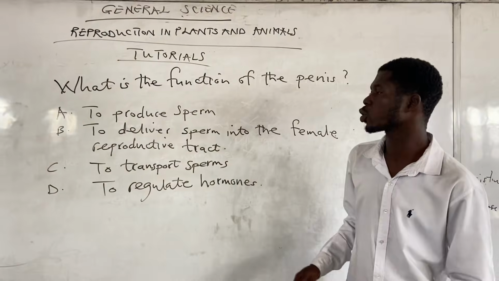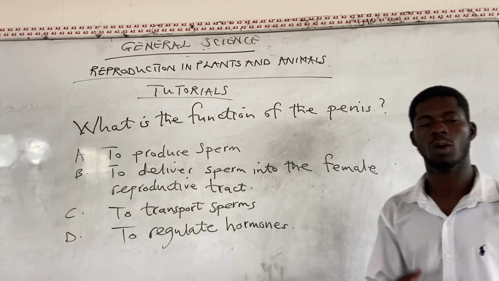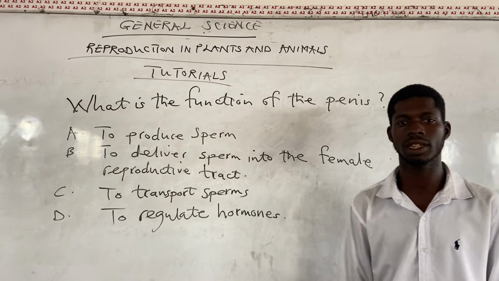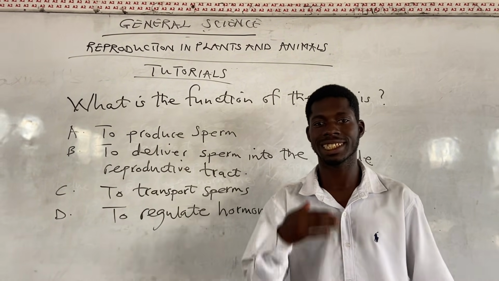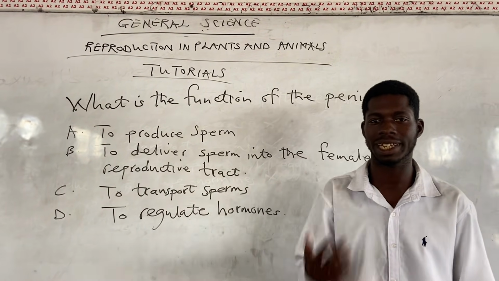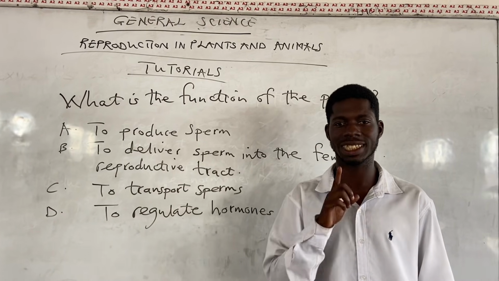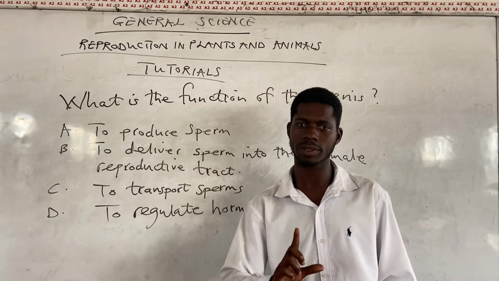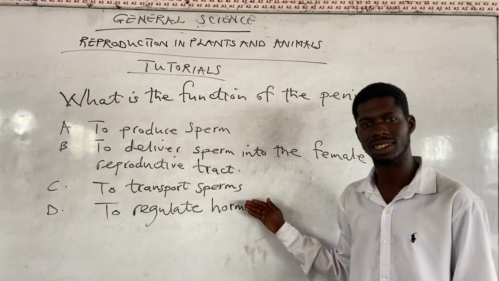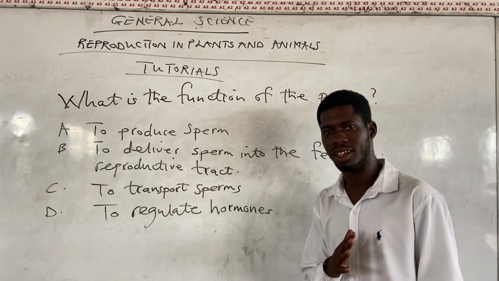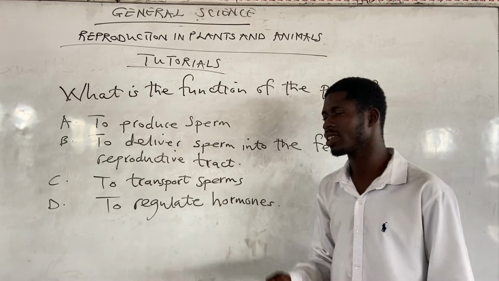Okay. So the next question is saying, what is the function of the penis? During the lesson, we learned that the penis helps in the secretion of semen into the vagina during sexual intercourse. Now we have these possible answers. So based on that function, we can compare it to these possible answers and fish the right answer from it.